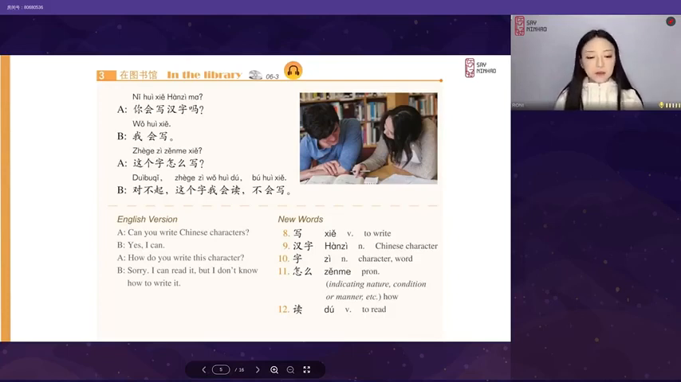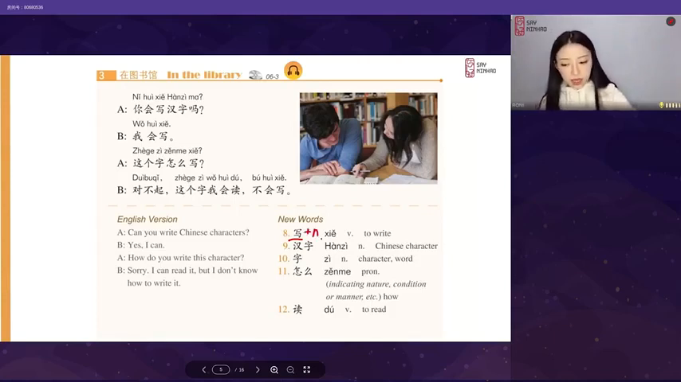Now let's move on to text 3. There are more new words than before. Let's just see. First one is 写. The initial is x, the final is ie, and the tone is third tone. 写, 写. It means to write. So, if you want to say write anything, just put the thing after 写, okay? Next one is 汉字. Read after me, please. 汉字, 汉字. It means Chinese character.